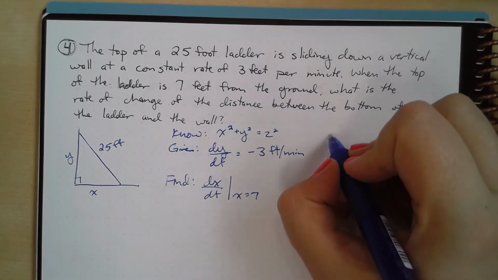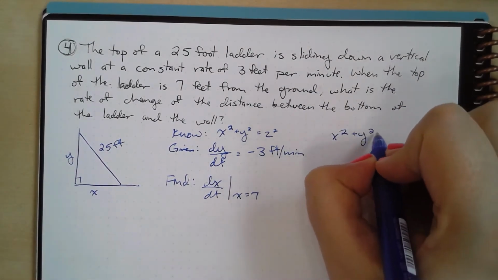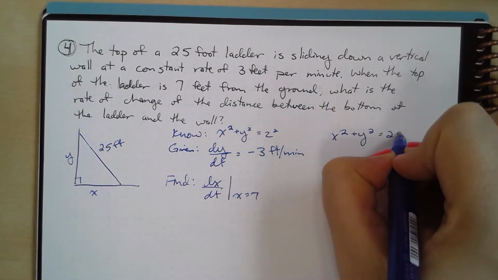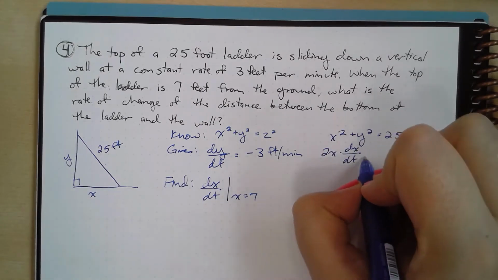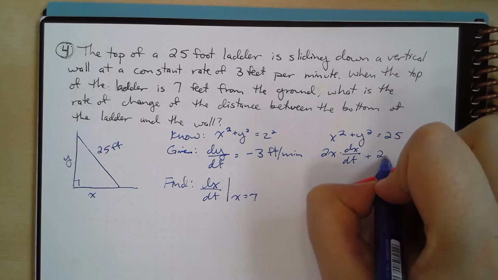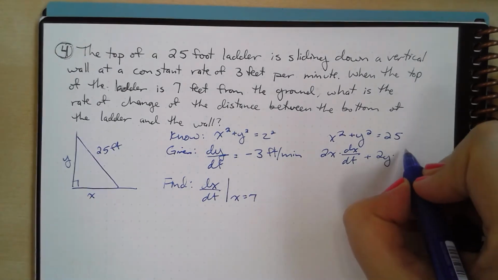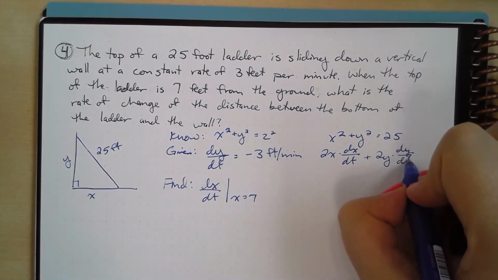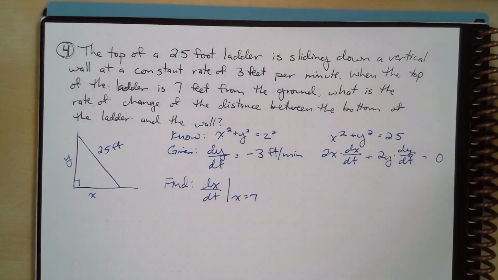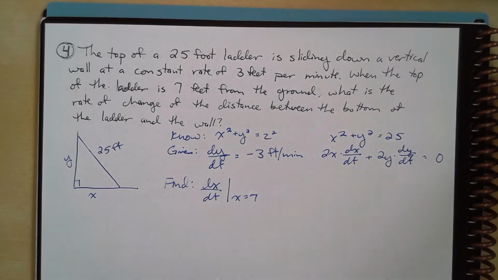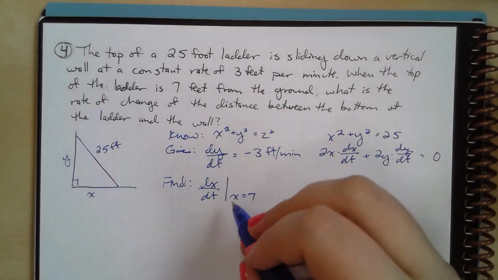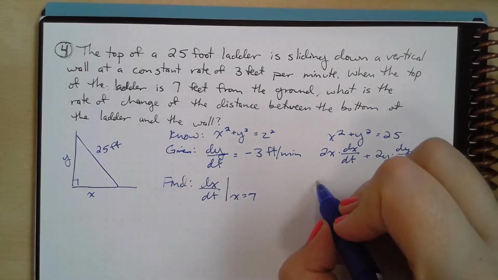Okay, so actually we have our value here for z, it's 25. So I'm going to say that x squared plus y squared is equal to 25. And I use that implicit differentiation. So 2x times dx over dt plus 2y times dy over dt is equal to 0. Nice and easy. Well, we're trying to find this when x is equal to 7. So I'm going to substitute in here.